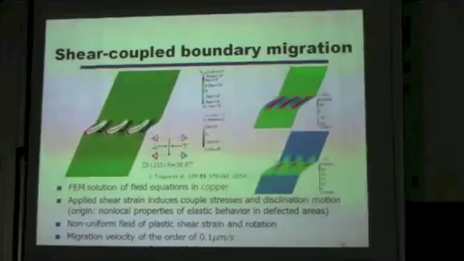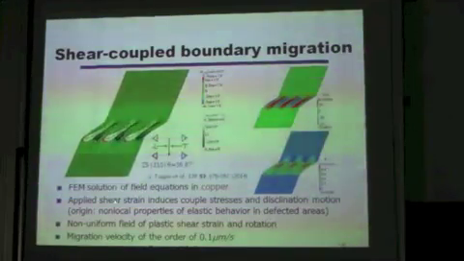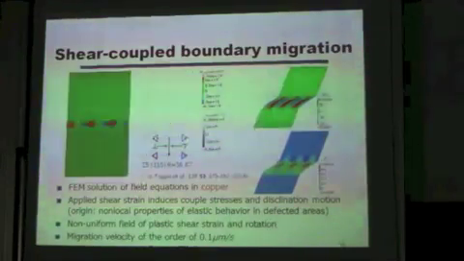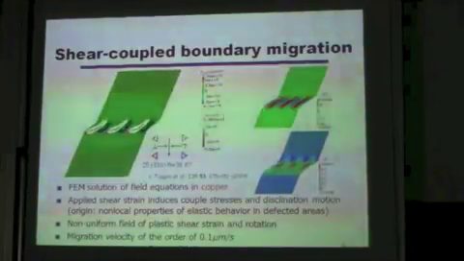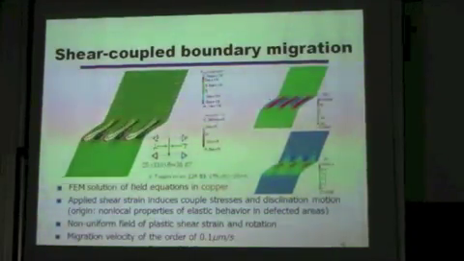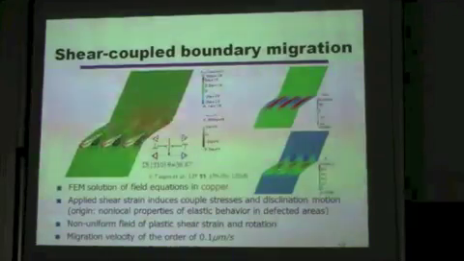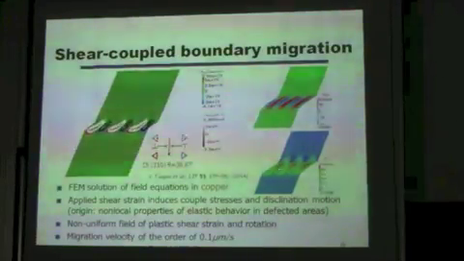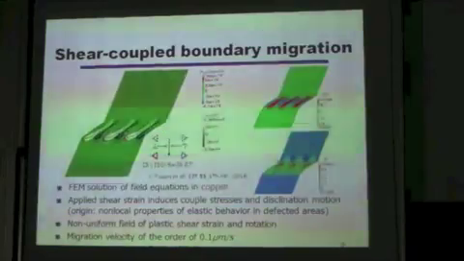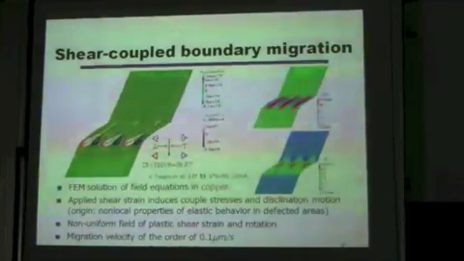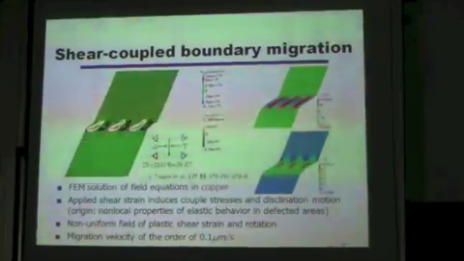So the mechanism is as follows. The applied shear strain induces coupled stresses in the defect area due to this B and D tensor that I mentioned. And therefore, since you have coupled stresses, you can drive motion, disclination motion. So they are driven this way in that case.